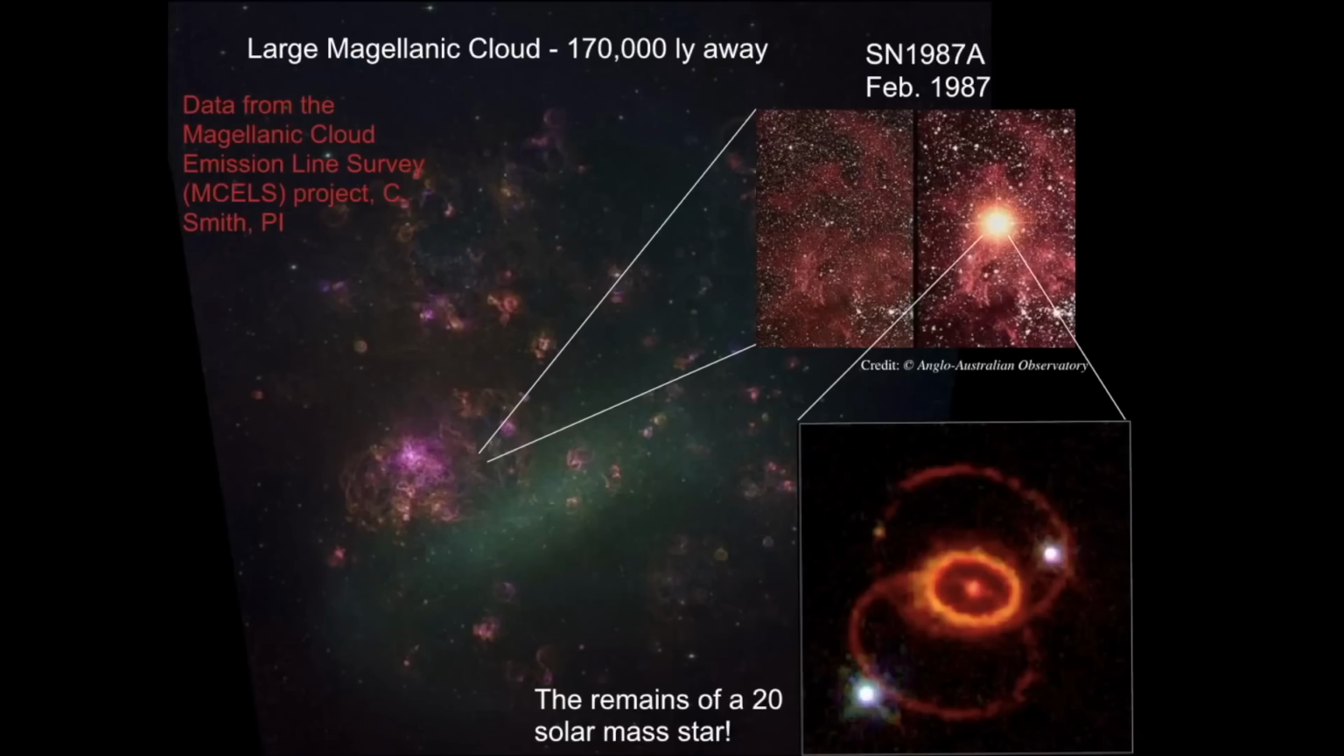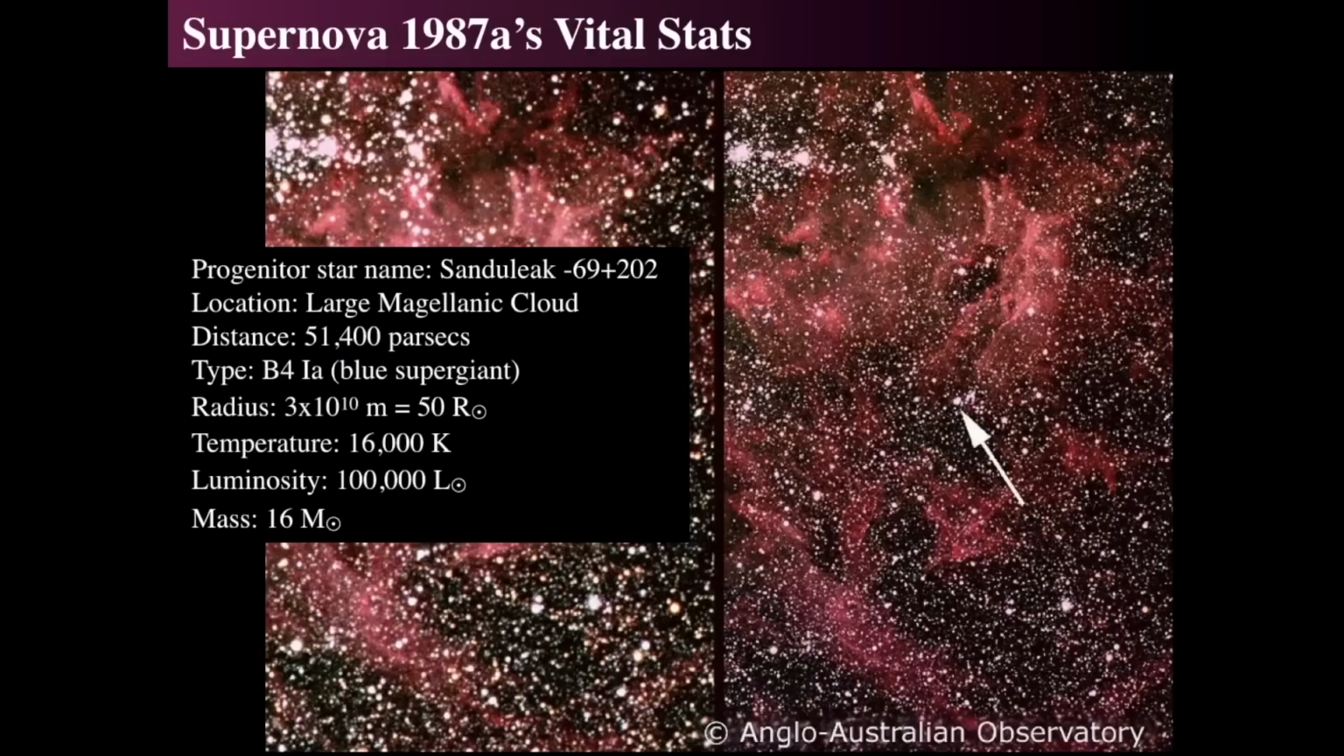And from then we take a slightly different view of it from an emission line survey on the left-hand side, and then we show where this location is in the Anglo-Australian Observatory's image of it, and then we see a Hubble Space Telescope image of it close up. And this was a star that exploded that had 20 solar masses.